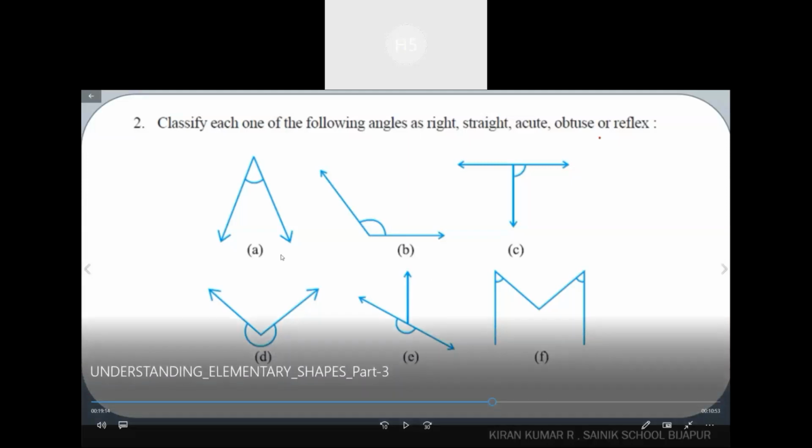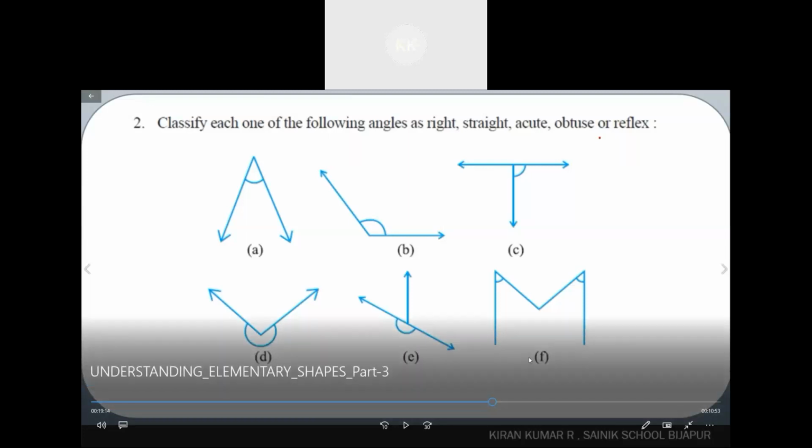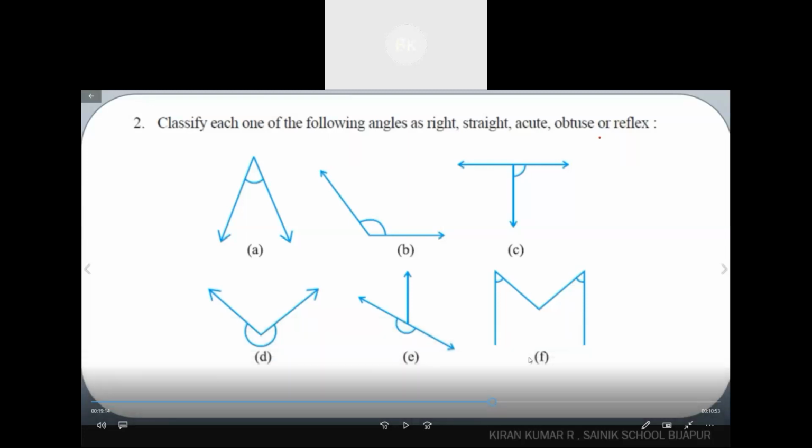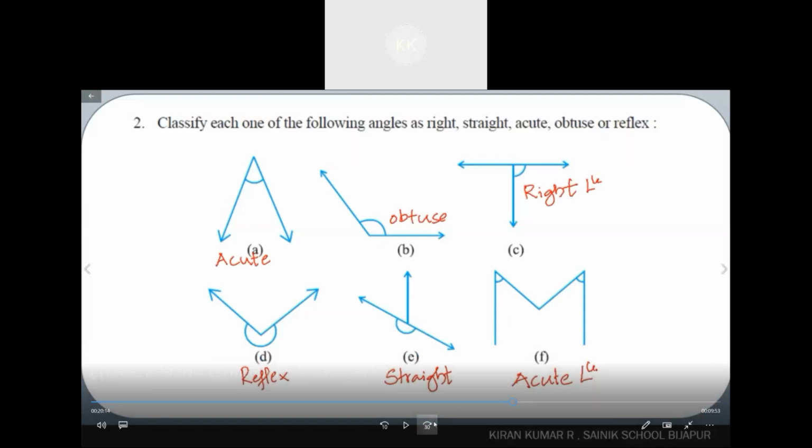So in this, the first one is an acute angle. The second one is an obtuse angle. The third one is a right angle. The fourth one is a reflex angle. The fifth one is a straight angle. Seventh one is reflex, sorry, the sixth one, what is this angle? Acute angle. Two of them are acute angles. Let me show you the answer.